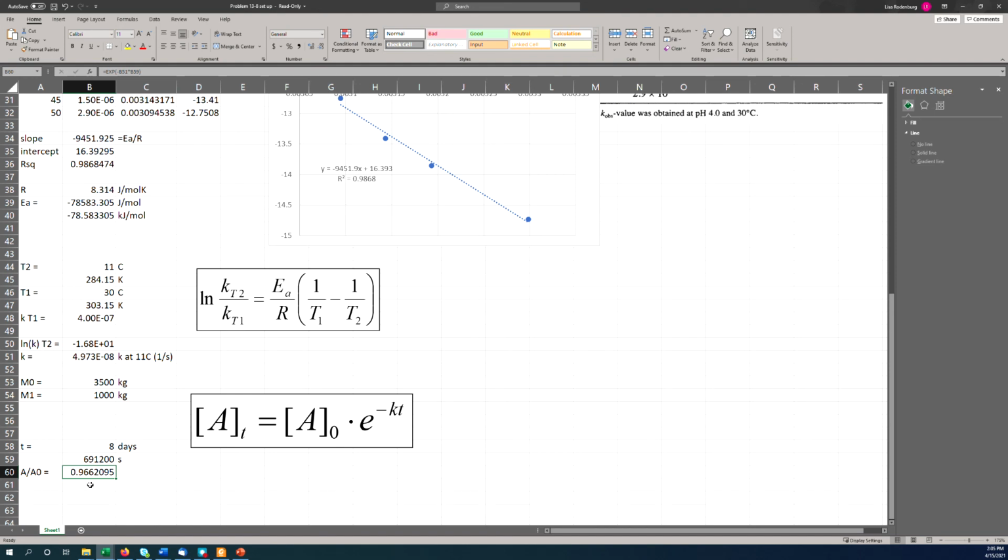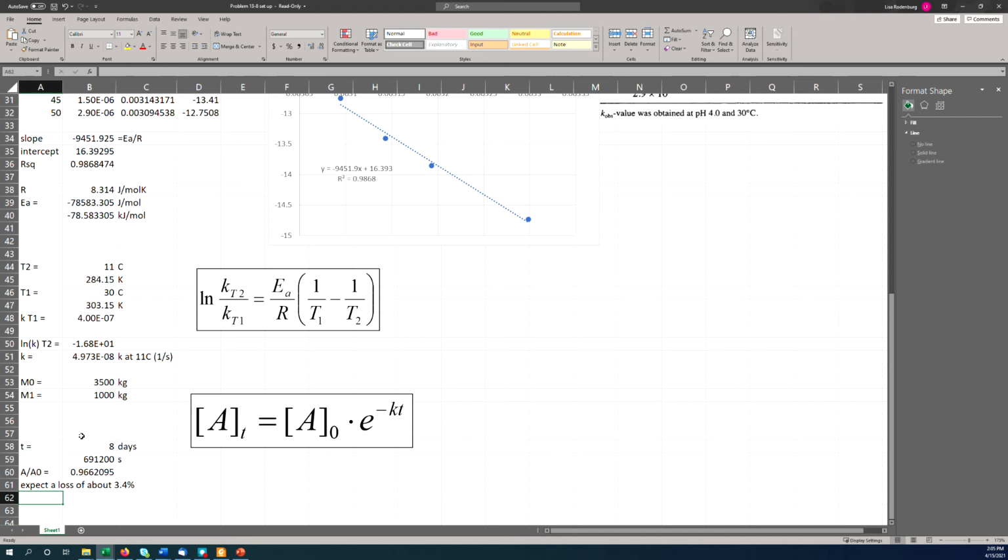The reaction's pretty slow, so really not that much of it has gone anywhere. Right? This is 10 to the minus 8 per second, and we've only got about 6 times 10 to the 6 seconds. So it's just not that many. So not that much has happened. We're expecting a loss of only about 3.4%, right? We're expecting a loss of 1 minus this 0.966. Right, so yeah, 3.4%, okay?